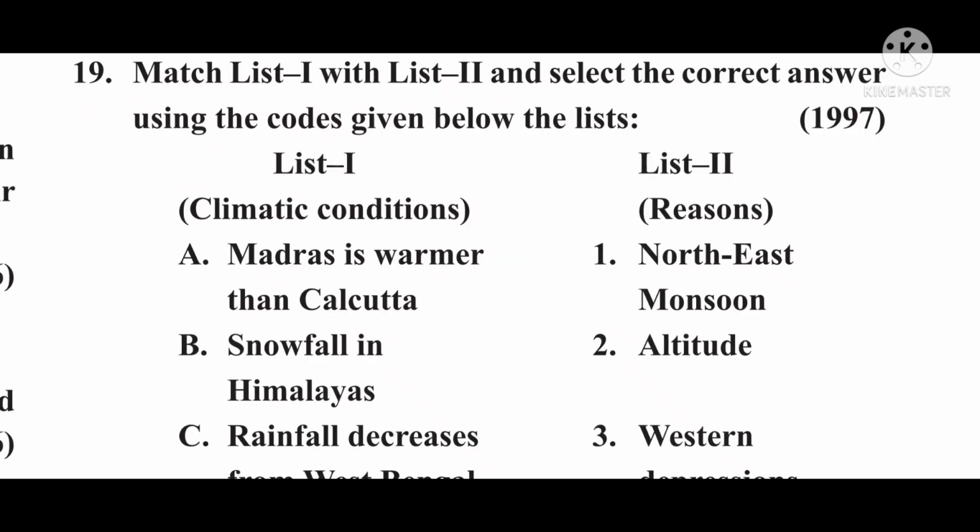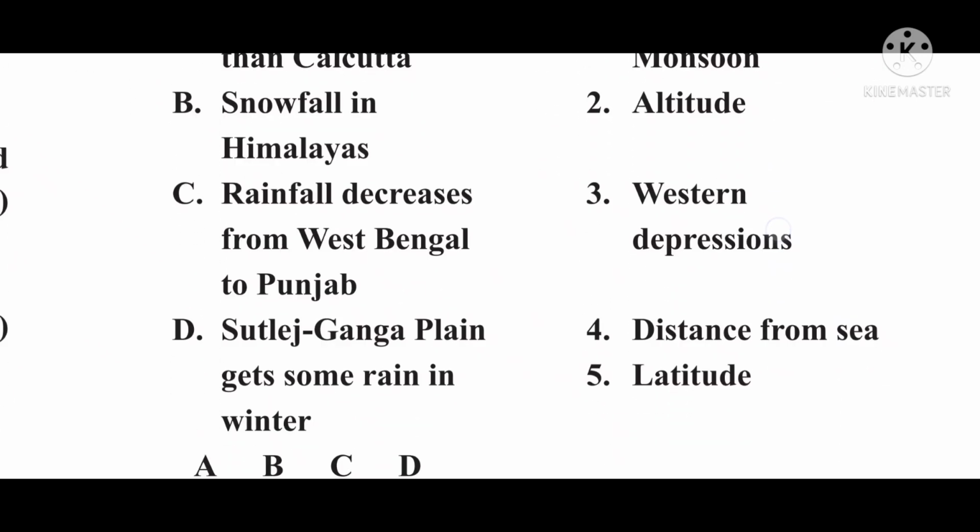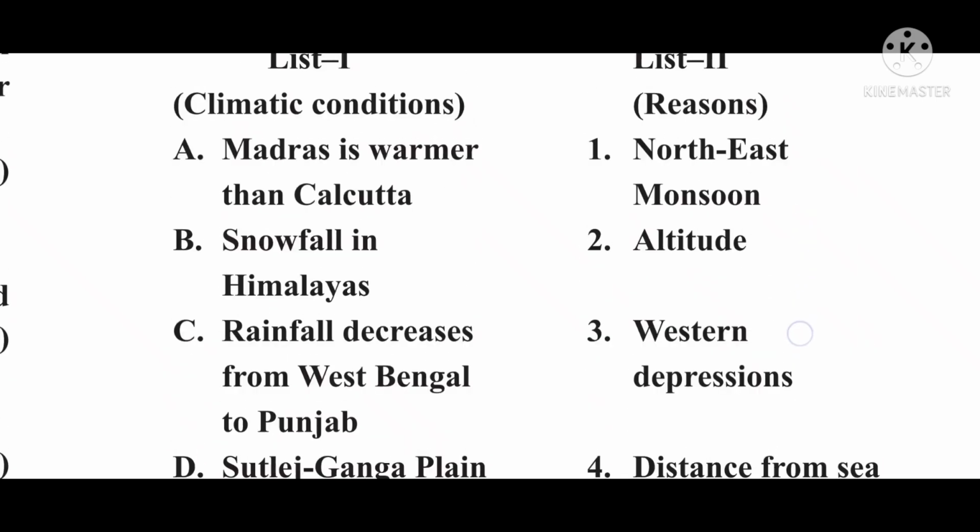Next question. Match list 1 with list 2 and select the correct answer using the codes given below. Item A: Madras is warmer than Kolkata. Madras is warmer because of its latitude; Madras is nearer to the equator than Kolkata. Snowfall in the Himalayas: we know when we move towards the upper atmosphere, the temperature decreases. So altitude is the reason for the snowfall or lower temperature in the upper Himalayas.